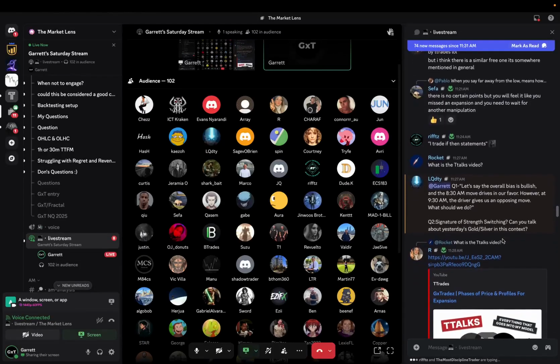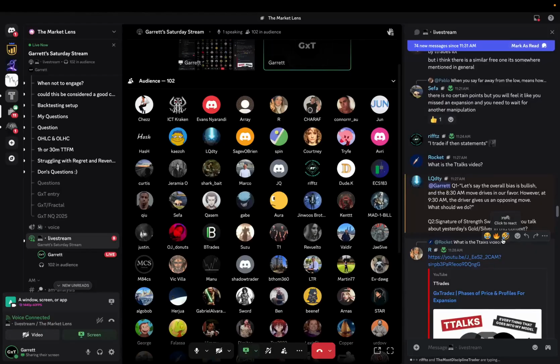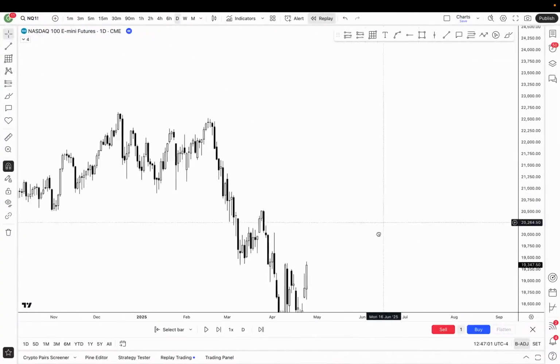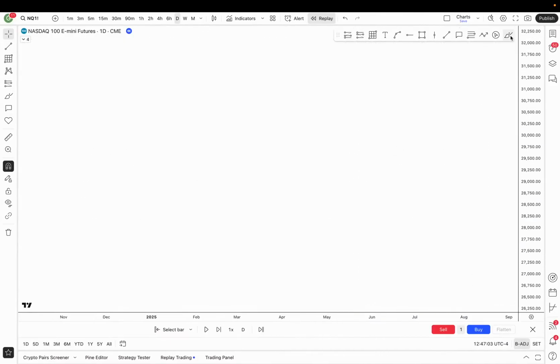Let's say the overall bias is bullish and the 8:30 a.m. driver is in our favor. However, at 9:30 the driver gives us an opposing move. What should we do? As long as it doesn't disrespect the continuation invalidation point, you're good. Because you can literally anticipate what the driver will do with what happened prior to the driver.